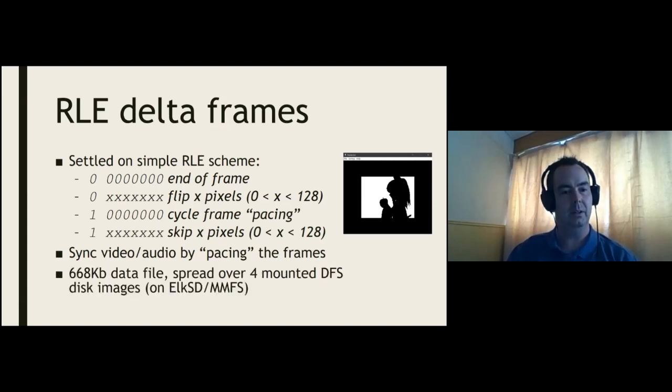Like I said, it's 668 kilobytes of data. I didn't try to make it any smaller because I could just spread it out over four disk images. I'm running this on the ELK SD, which is an SD card solution with MMFS. You can mount 4 virtual disks, and now you have 800 kilobytes of data if you want. And that's what I did. Like I said, it's mode 4. If you measure, it's about 8 to 10 frames per second, and it's acceptable, I think.